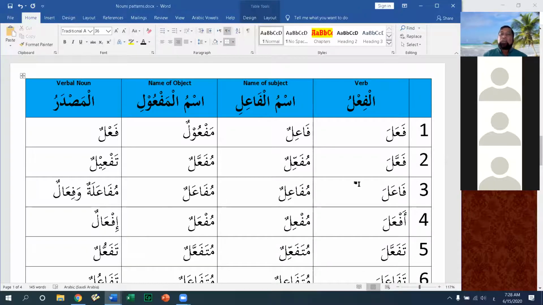Yes. So we have the verb, we have the doer of the action, we call it the subject in English, the name of the subject, the name of the object, the recipient of the action, and then this is the action stripped from the doer, or the doer stripped from the action, al-masdar. Say that again, sister.